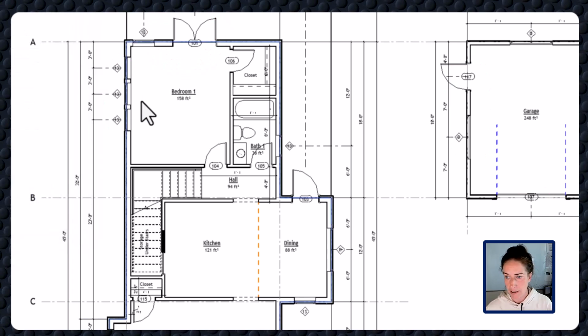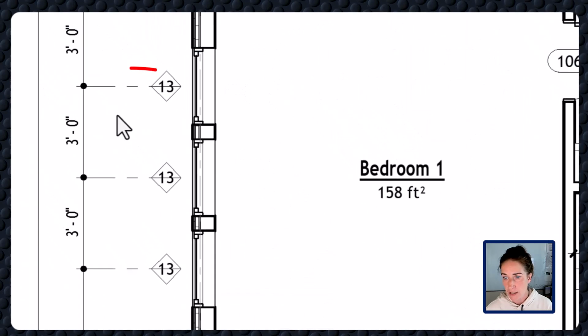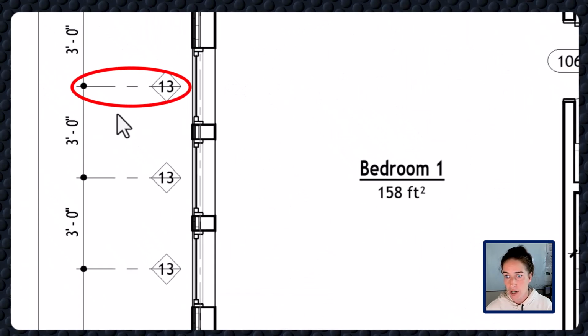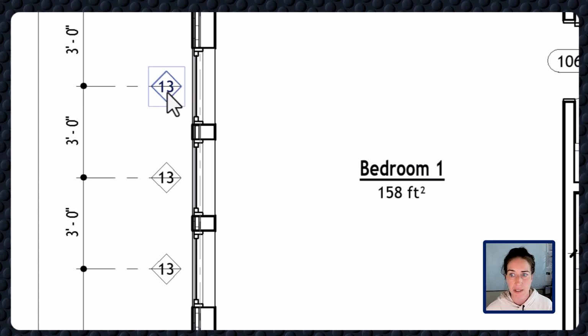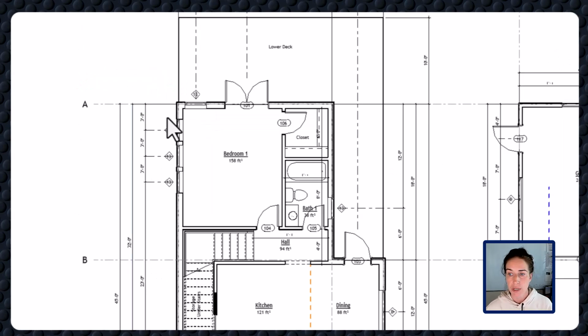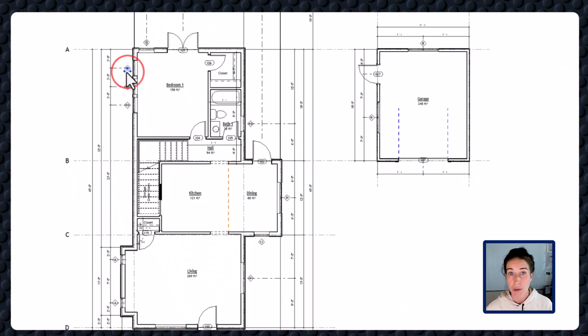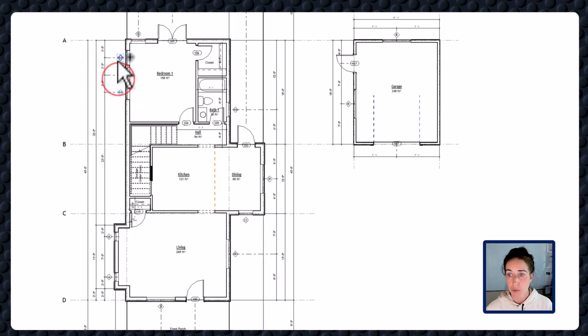I'll hit OK. If I zoom in here, you'll see our center lines are going right through our tags. Sometimes this is okay, but to get those tags away from the center lines, you can make quick work of that also by doing them all in one go.